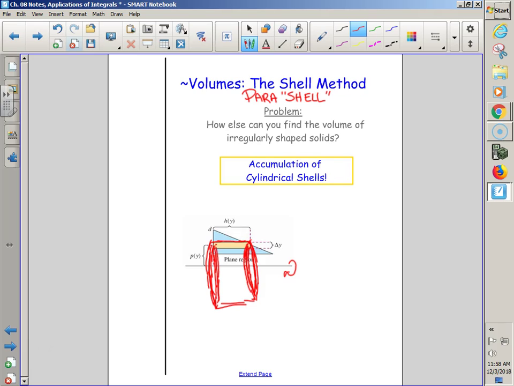But where's the axis? Parallel to the slicing. And that's where it gets confusing. Don't look at that side. That side's very not mathematical.